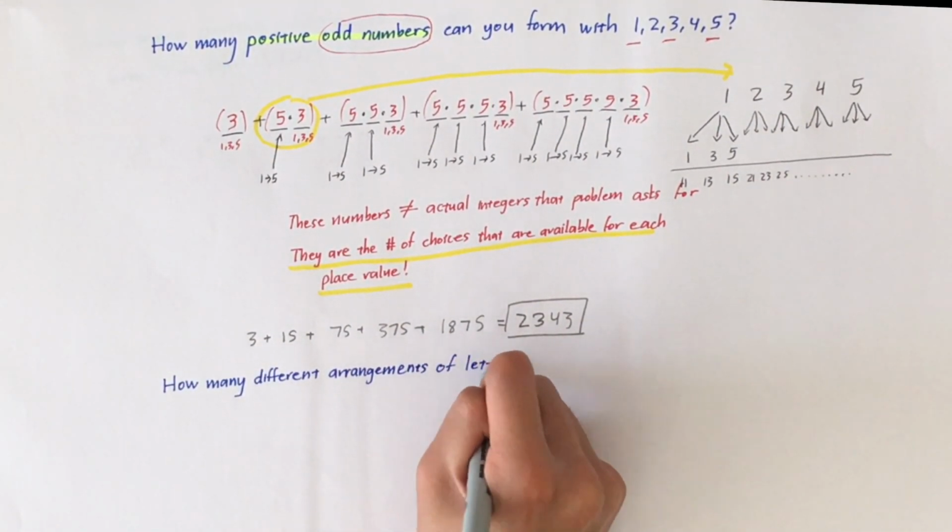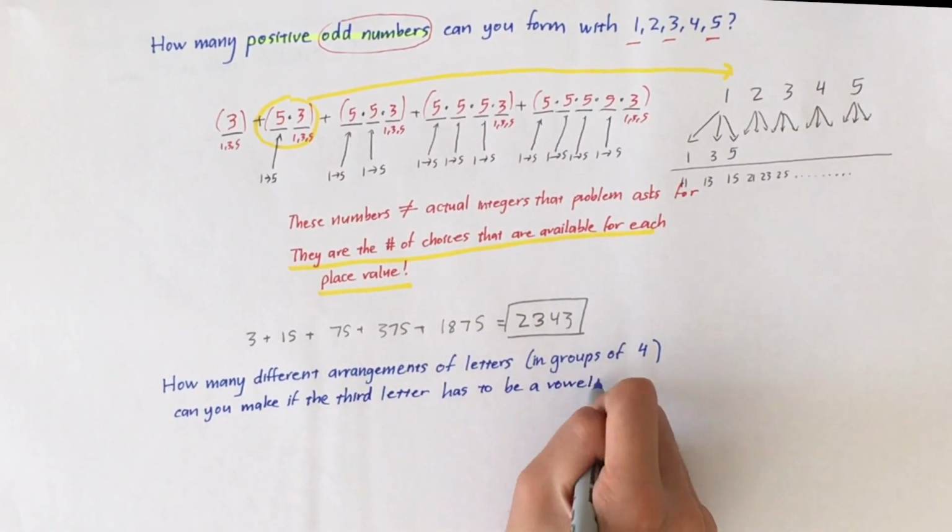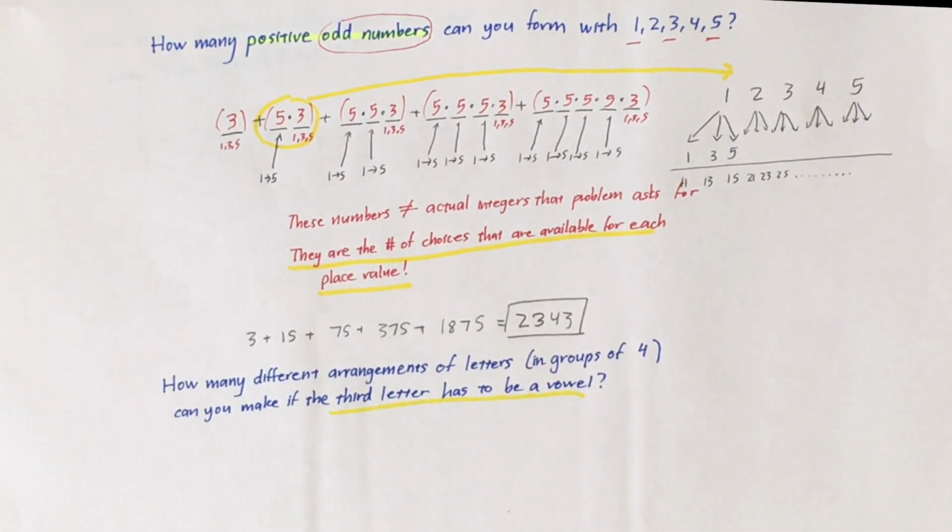Alright, how about another question? How many different 4-letter arrangements can you make if the third letter has to be a vowel? So that's the important part of this question. The third letter has to be a vowel, which means that the third blank can only have 5 options, A, E, I, O, or U. However, since the question doesn't say that the other 3 blanks can't be vowels, then each of them has 26 possibilities, A through Z. So if you multiply them all together, there's 87,880 total possibilities.